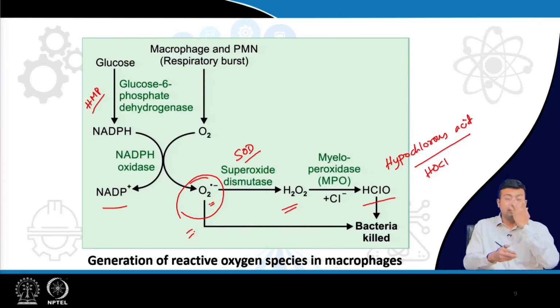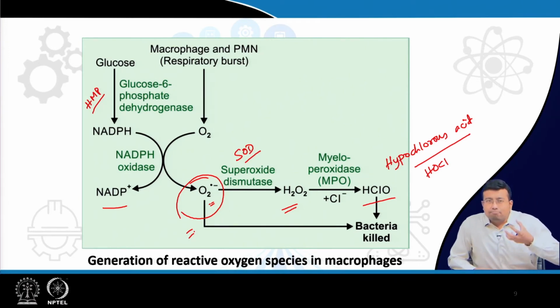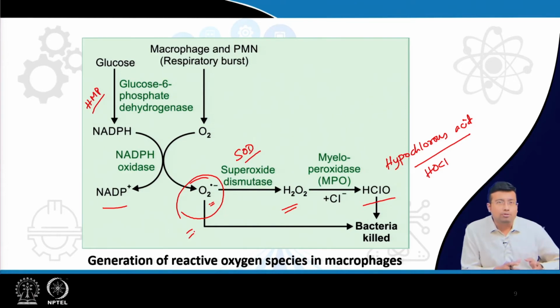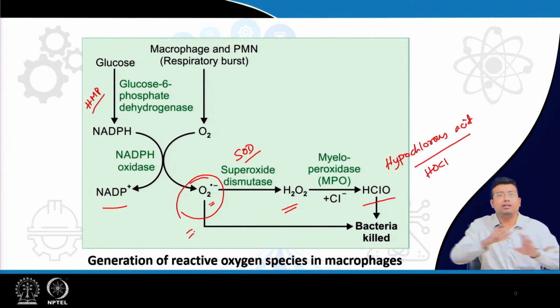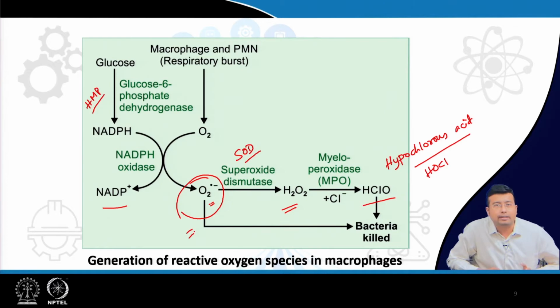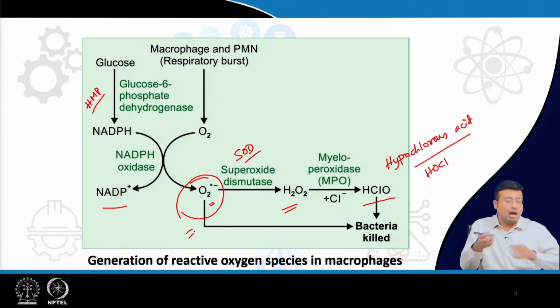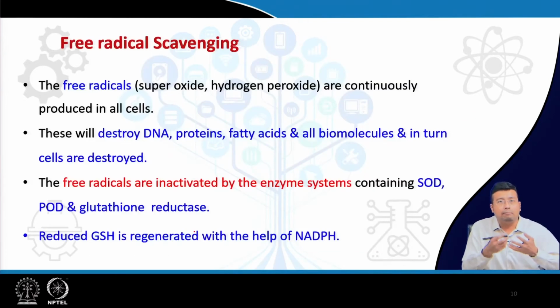But you know what happens? There is a problem to the whole thing, because once the bacteria are gone, 100 arrows have been shot, 50 have killed the bacteria. So what will happen with the rest 50? If ROS, or reactive oxygen species, is just left roaming in the system, what will it do? It will attack our own RBC membrane.